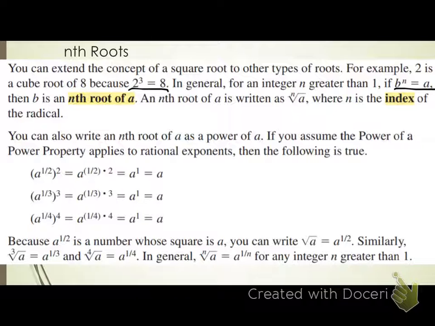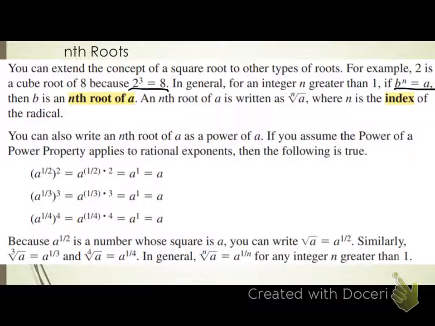So 2 cubed equals 8, so 2 is a cube root of 8. So that's essentially what that's saying, but that applies to more than just cube roots. It applies to square roots, fourth roots, fifth roots, so on and so forth. An nth root of a is written as the nth root of a, where n is the index of the radical.